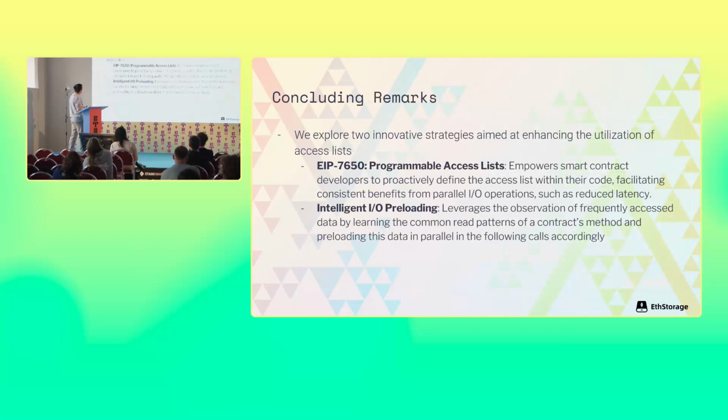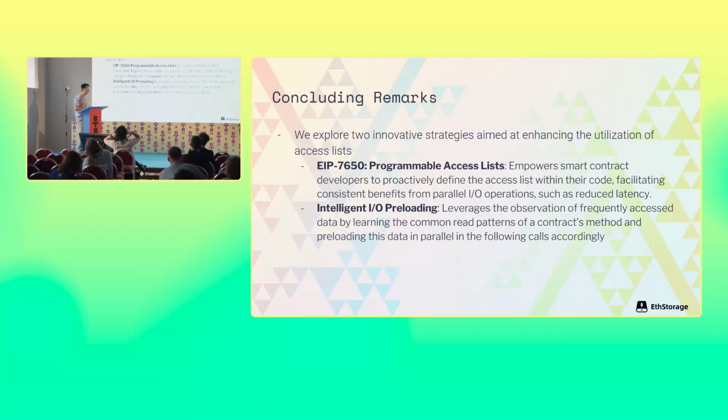So here are my concluding remarks. In this talk, we explore two innovative strategies which aim to reduce the I/O latencies by enhancing the access list proposed by Vitalik. The first idea is that we allow the programmer to specify the future data locations that they would like to read, and please read this data ahead in parallel, so that we can greatly reduce the latency when we really read this data, because these data are already in cache.